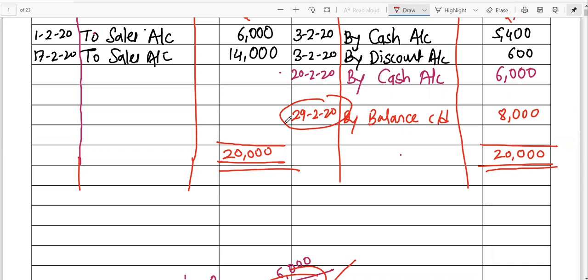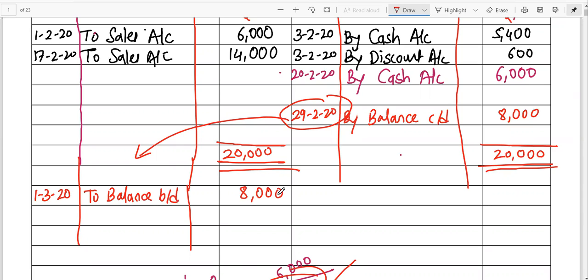Okay, so we will bring down this 29th Feb balance to 1st March like this only. On 1st March 2020, the balance is brought down on the opposite side. This is presentation. I will tell you the meaning after a few days, not now. Just see the presentation now.